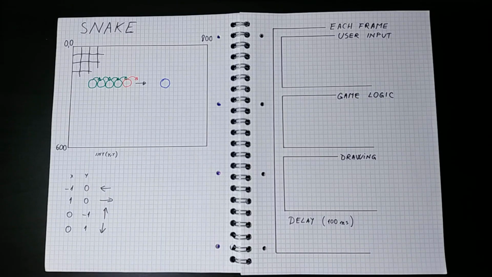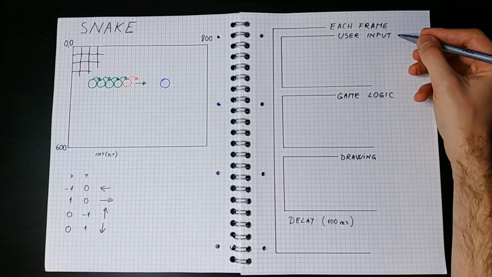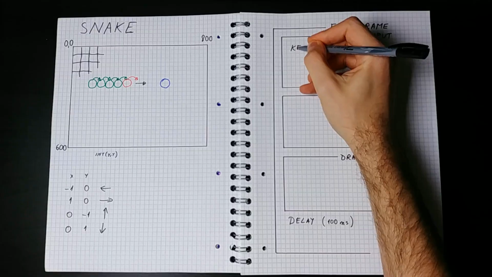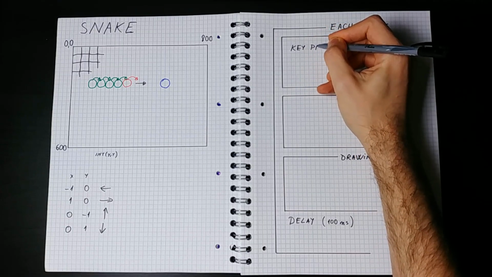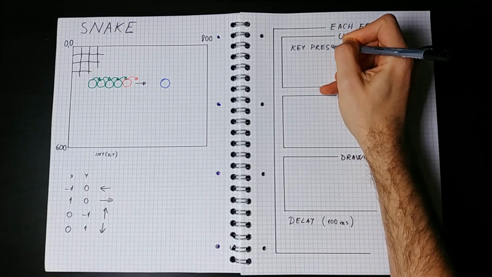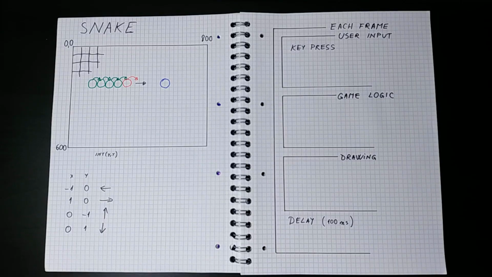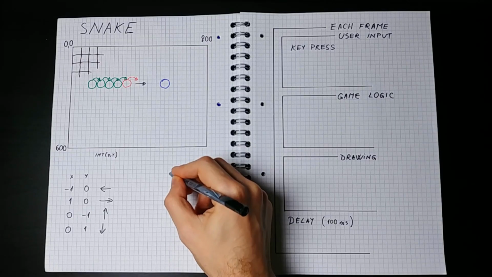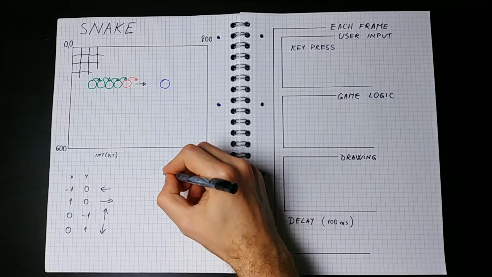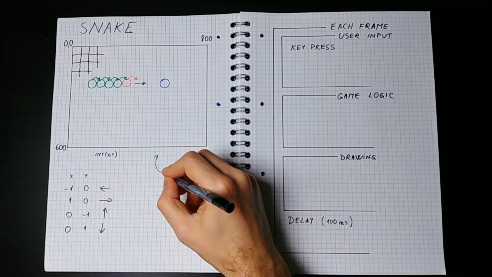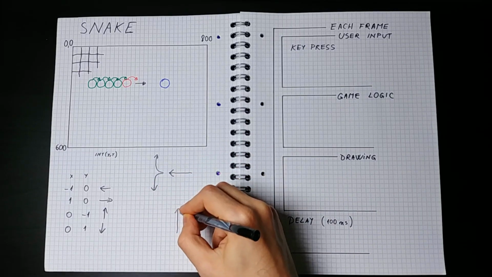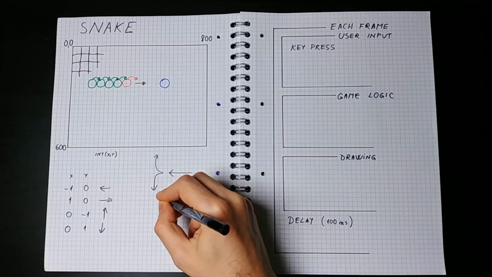Now let's take a look at the game parts. The first part is capturing and processing user input. In our case, I need to capture when the user presses the arrow keys to change the snake's direction. We will need a bit of custom logic here because the snake can't take any direction. For example, if the snake goes to the left, the direction can only be changed to up or down. If the snake goes up, we can only change the direction to left or right.